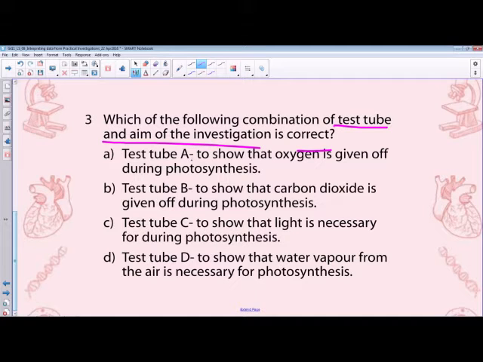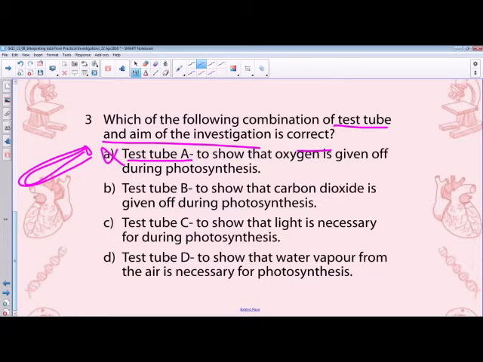Test tube A, to show that oxygen is given off during photosynthesis. And if you looked at test tube A, guys, it was a plain test tube which had just a leaf and nothing around it. So it was just a simple leaf with nothing on it. Test tube B, so that's not possible because it was providing oxygen, so that's not correct.